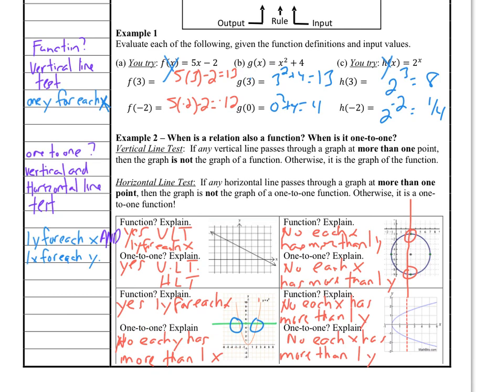Is it a function? Unfortunately, no. As we draw that vertical line right here, we see that it crosses more than once. So each x has more than one y. That x value of 2 crosses at a y of, let's call it 1.5, and it crosses at a y of negative 1.5. That x value cannot have two y values. Let's move on.